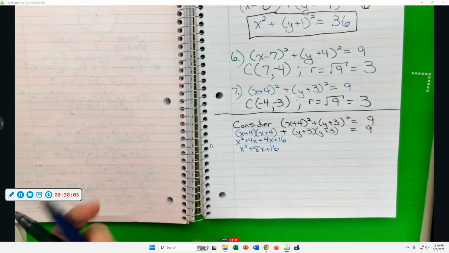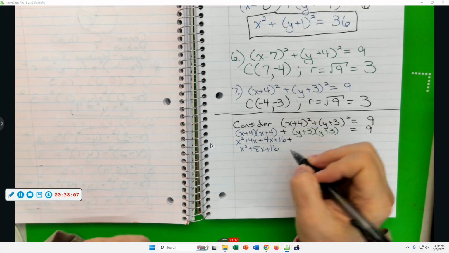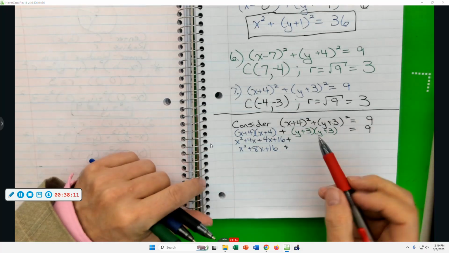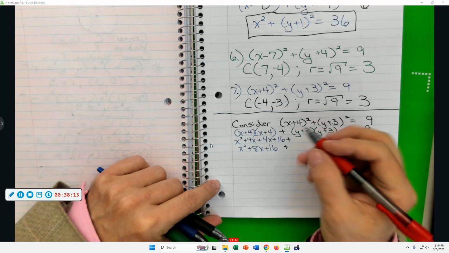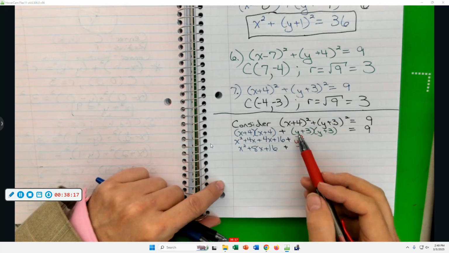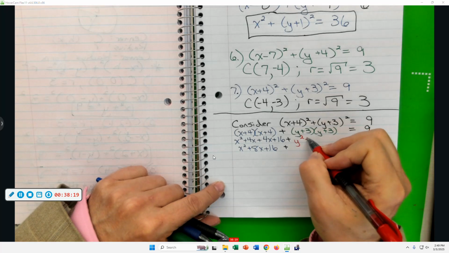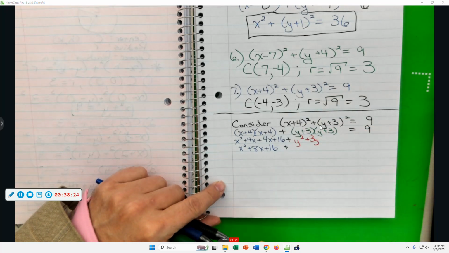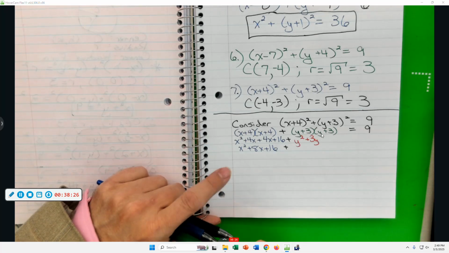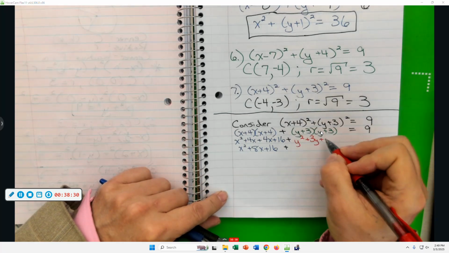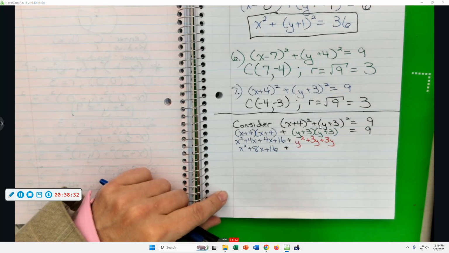Use red, that way it'll really stand out. Use red for the y now. First, y times y is y squared. Outer, y times 3 is 3y. What's the inner product going to be? 3y. Another 3y.